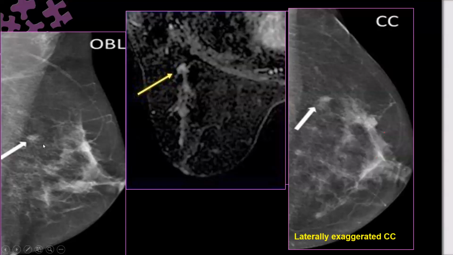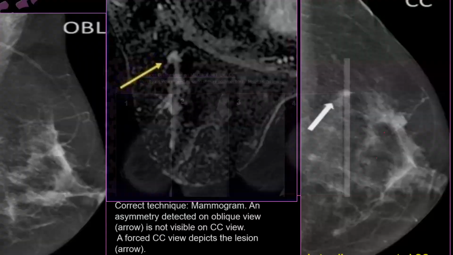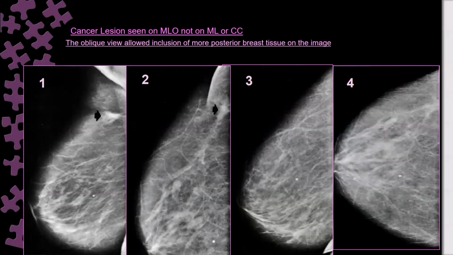Here I can see a focal asymmetry. Now I'll call this a possible mass, a focal asymmetry with possible mass, because I could see it in two views with some convexity here. So it might be a mass. The MRI confirms that this is enhancing with associated non-mass segmental enhancement, so suspicious, and under ultrasound-guided biopsy, it was infiltrating ductal carcinoma.